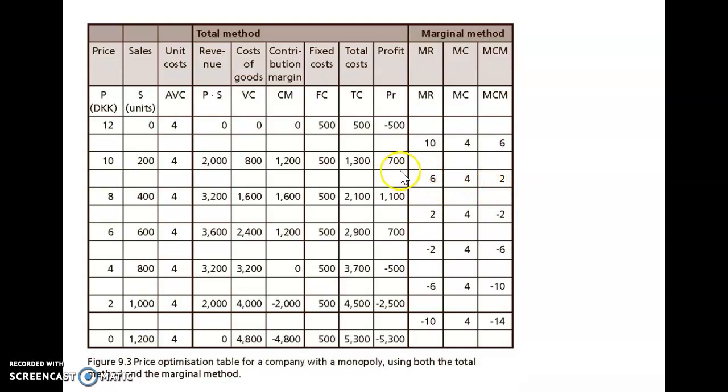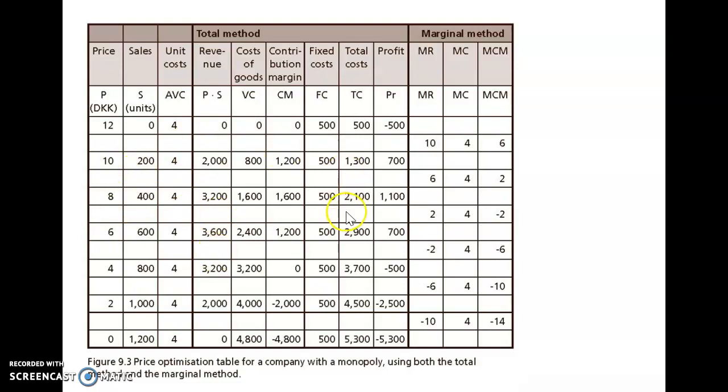But if you go from this line to the next line, that means from a price of 8 to a price of 6, it's a bad idea because in this interval, the marginal revenue is only 2 and your marginal cost is 4. So don't do that. Go back and stay on this line. That means price of 8. And that is exactly what you also had on the total method.